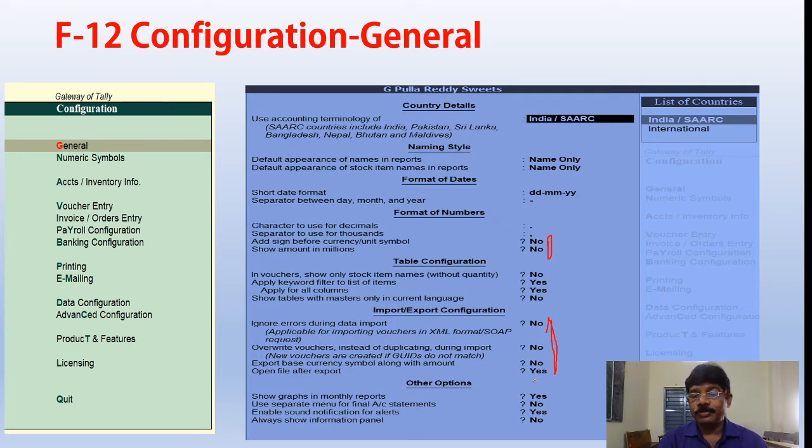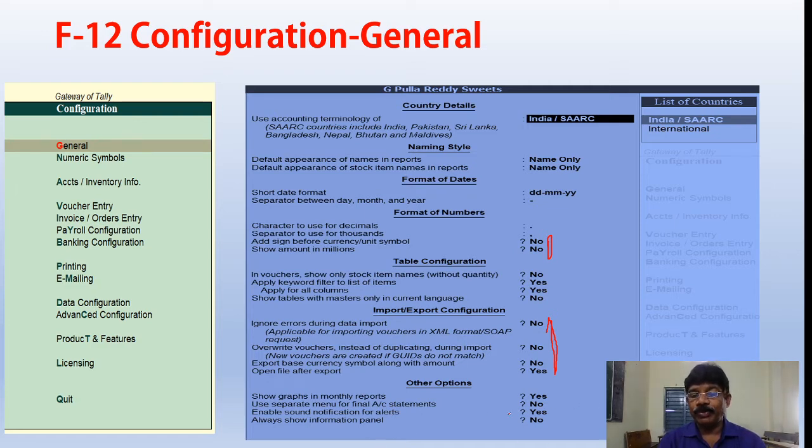Open a file after export. If I enable these, then I can enjoy these facilities. Other options are show graphs in monthly reports. In the earlier video, when we were dealing with cash flow and funds flow statement, financial reports, we opened the cash flow statement with a graph. If I say yes here, the graph will be displayed. If I say no here, no graph will be displayed.